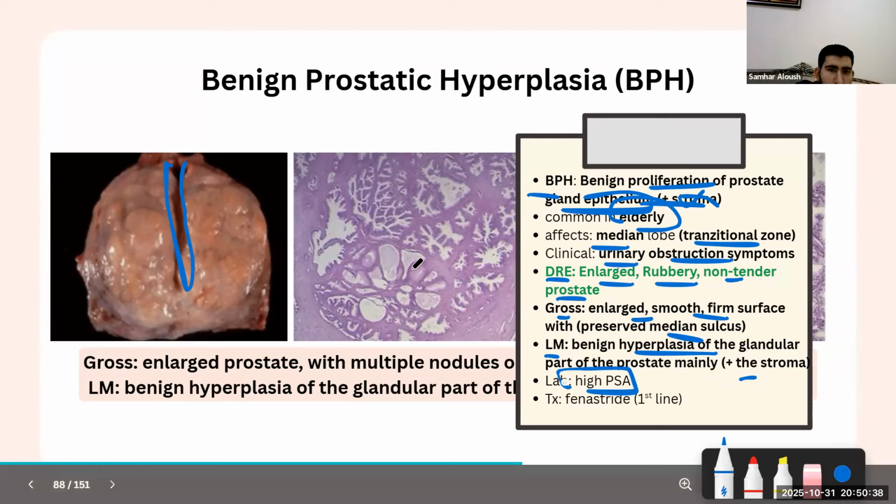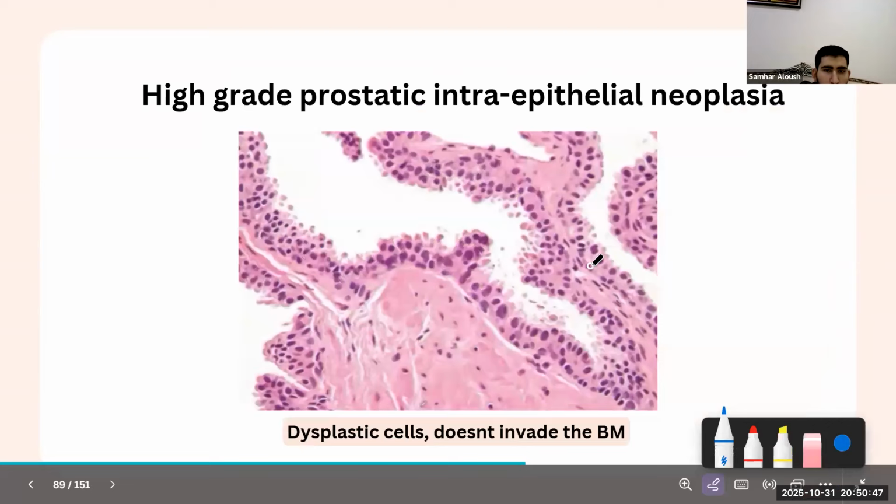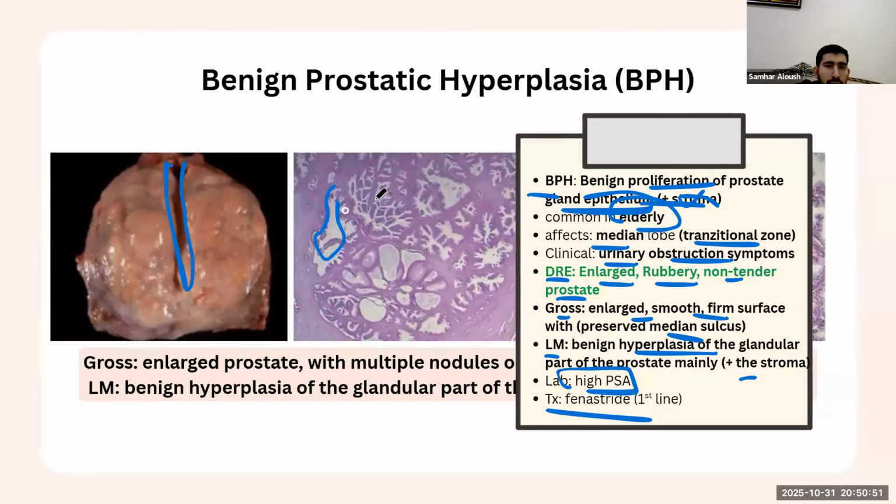Lab-wise, PSA is a marker present in the glands of the prostate. So if you have benign proliferation of them, you will have high PSA. Treatment is finasteride, which is not very important for the exam. So it's benign. Okay, it doesn't become malignant at all.